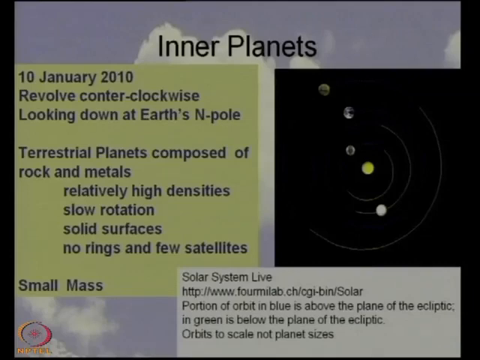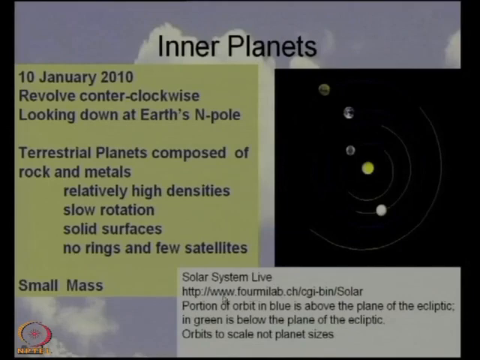Now the planets have been roughly divided into two groups. So we have the inner planets or the inner solar system. Okay. So this picture over here shows you the position of the planets on 10th January 2010.